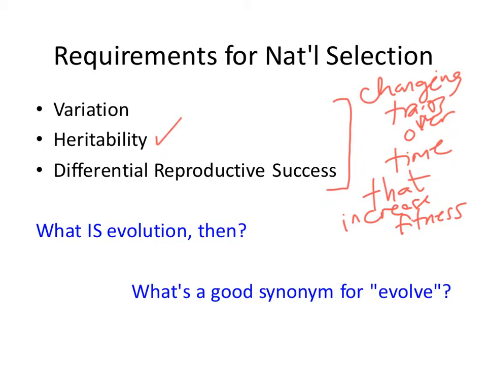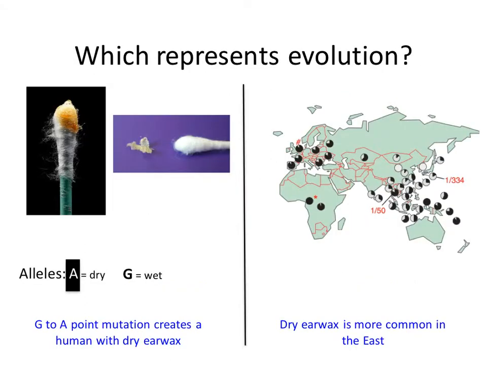But here are two different versions of the same story. I'd like you to figure out which one better represents that definition of evolution. This may or may not be a trick question. So on the left are two phenotypes that you and I can measure for ourselves, whether or not we have wet or dry earwax. Some of you who have been in my genetics class have heard about this before. So there's a single gene. It's called ABCC11, but you don't need to know that particularly.